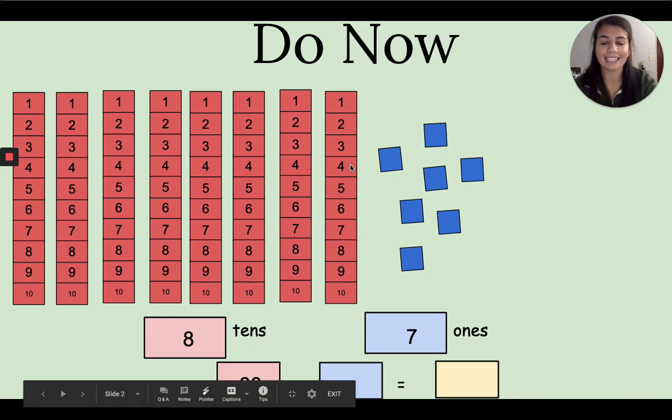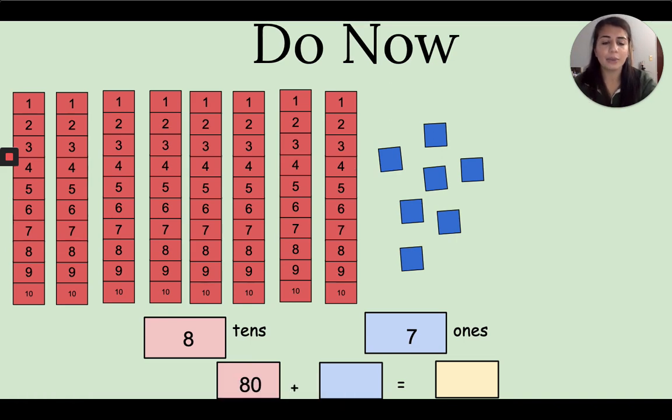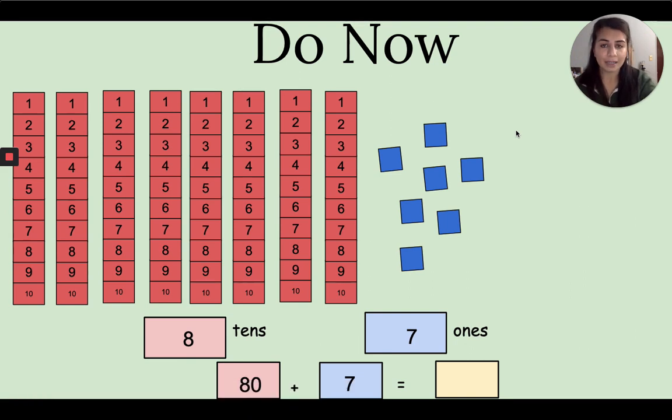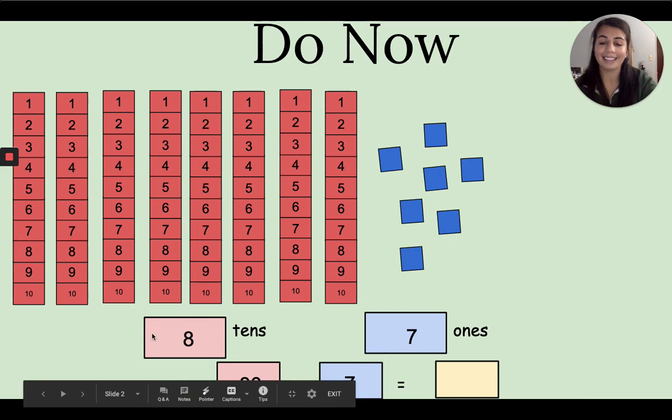That 8 in the number 80 matches the 8 tens. Now, how many ones are there? 7. So what goes in this blue box? That's right, 7. So now we have 80 plus 7 equals what? Remember, another way you can figure this out is putting the number of tens and the number of ones together. 80 plus 7 is 87.